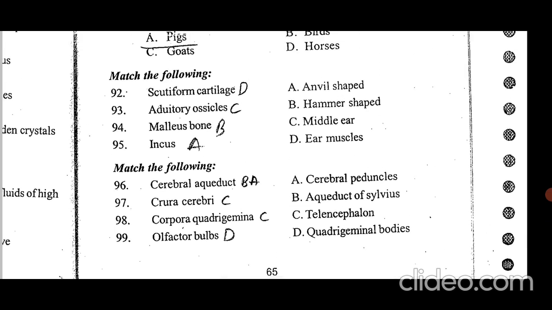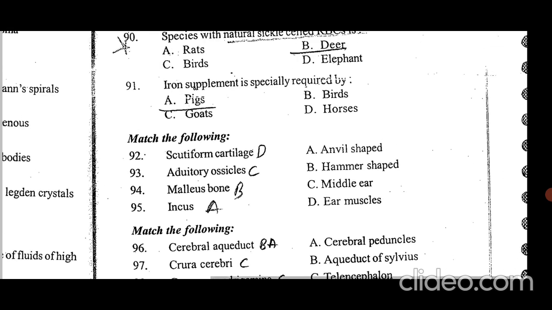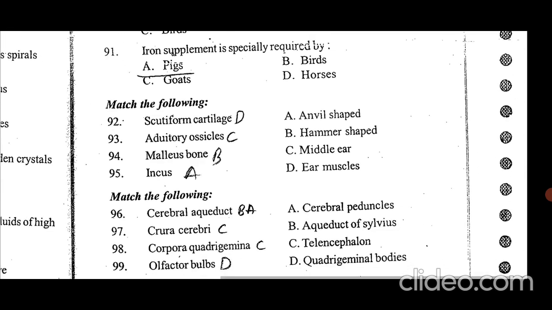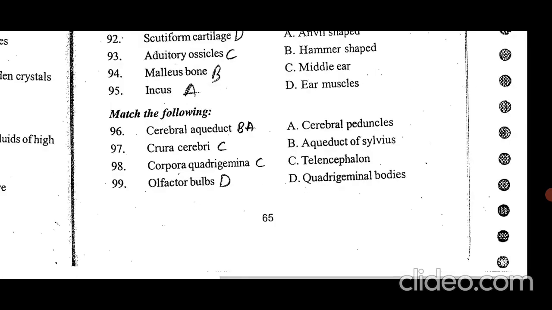Incus is anvil shaped. Malleus is hammer shaped. Auditory ossicles are in the middle ear. Scutiform cartilage is in ear muscles. Pigs are supplemented with iron.